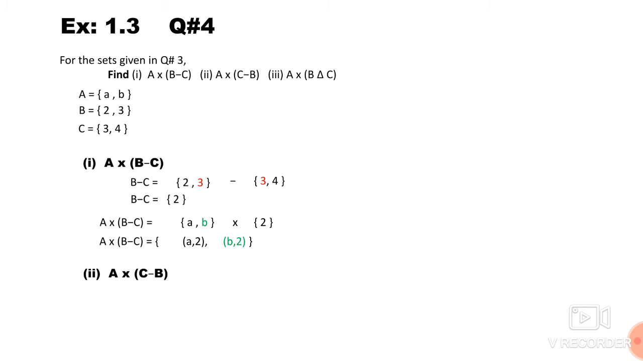Now part 3. In part 3, the question has A cross B symmetric difference C. In the previous question, you have found B difference C. Here you have to find B symmetric difference C. You will follow the same steps.